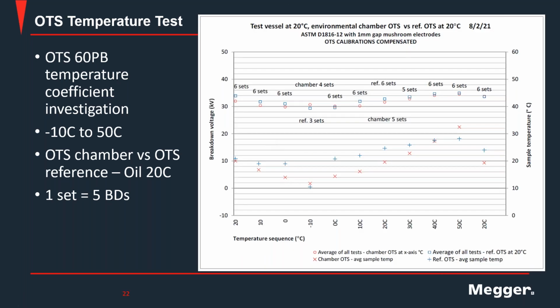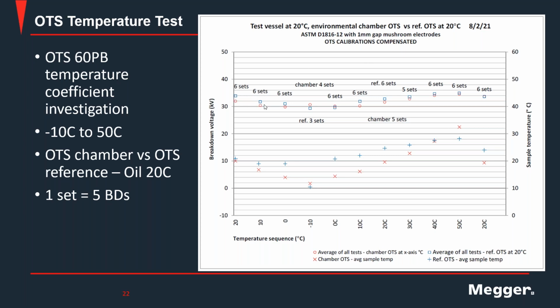You can see for each of these sets, we had 5 breakdowns. On your left axis, you can see the breakdown voltage. At the bottom, these were the temperatures that the chamber OTS was subjected to. And if you look at the legend below, the circle is the average of all tests for the chamber OTS, and the square is the average of all tests of the reference OTS. So we wanted to see how the chamber OTS across the different temperature ranges behaved when comparing it to an OTS that's not subjected to any temperature changes.